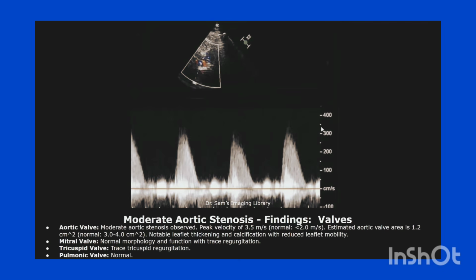The mitral valve has normal morphology and function with trace regurgitation. The tricuspid valve has trace regurgitation as well. The pulmonic valve is normal.